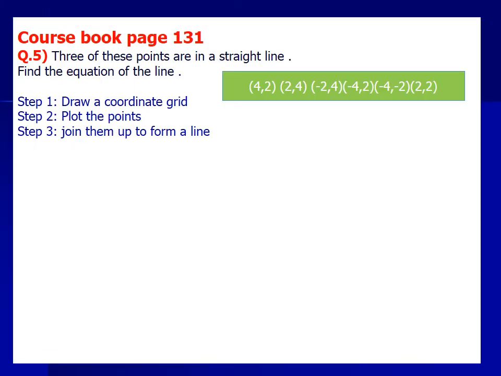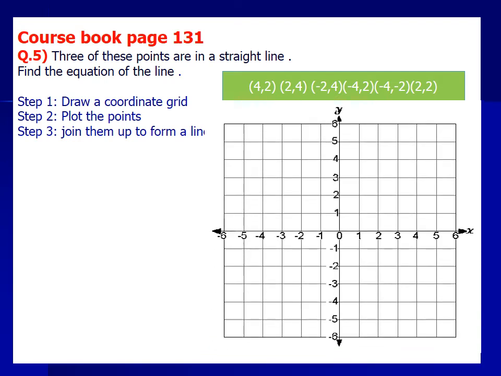Now we have another question from course book, page 131. Question number 5. 3 of these points are in a straight line. Find the equation of the line. First, what we will do, how to solve this question. Draw a coordinate grid. Plot the points. 4, 2, 2, 4, minus 2, 4, minus 4, 2, minus 4, minus 2, and the last one, 2, 2.